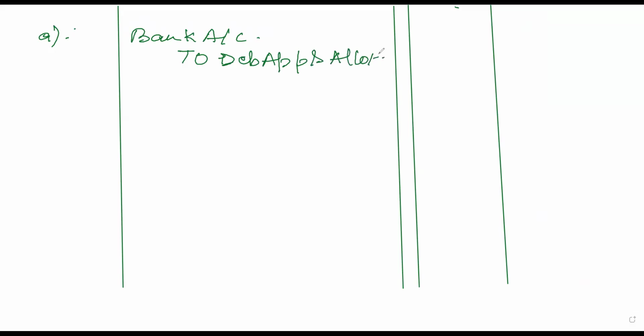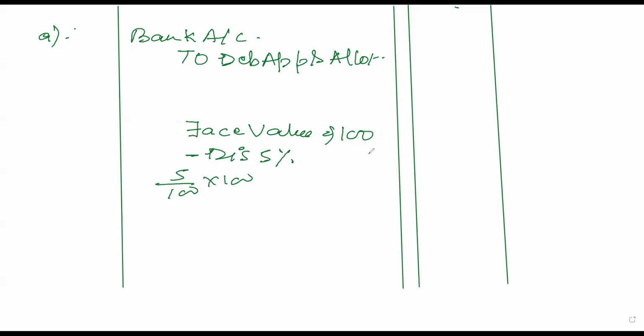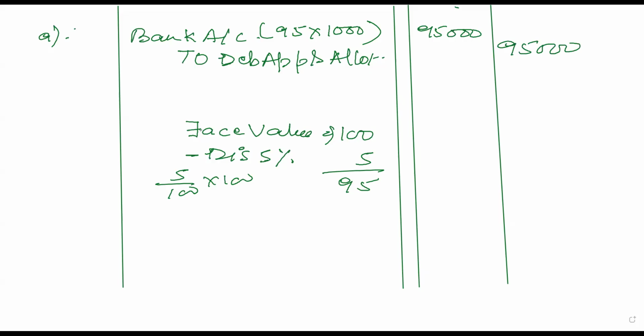So 1000 debentures are issued at a discount of 5%. So what will be the issue price? How to calculate the issue price? The face value is 100, but it is issued at a discount of 5%. So 5% of 100 is 5 rupees, so it is issued at 95. To calculate the bank amount, 95 multiplied by the number of debentures, 1000, it will be 95,000 and 95,000. Clear?